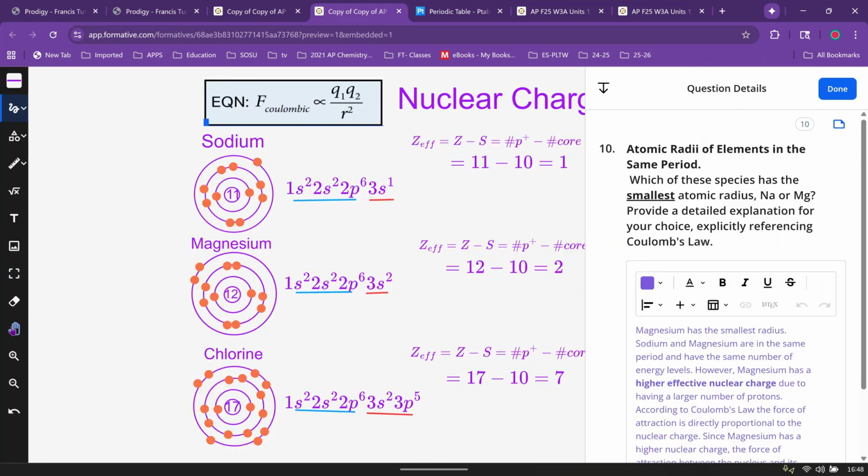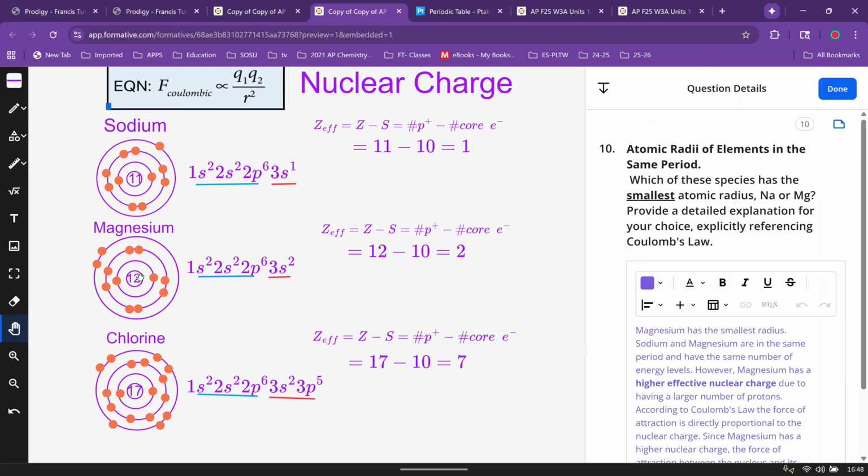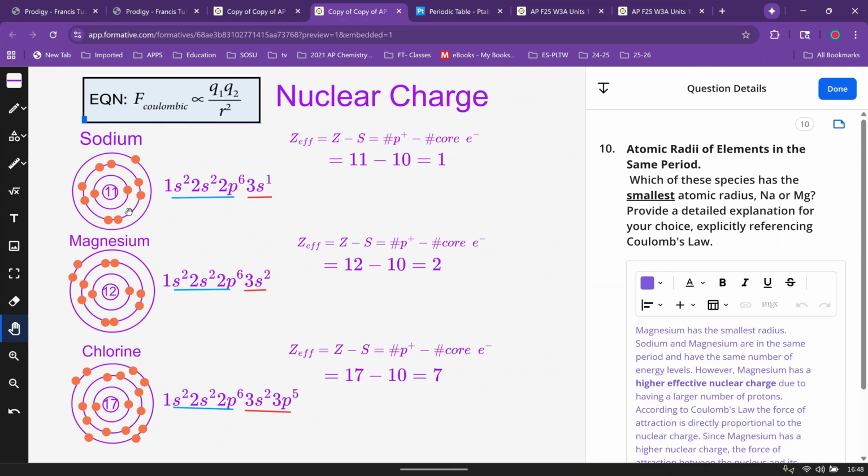In my picture, I notice that sodium and magnesium, I can first of all find on my periodic table that they're in the same period, and they have the same number of energy levels. Notice 1, 2, 3 energy levels, or if you look from the Bohr model, 1, 2, 3 energy levels. So they're in the same period. They have the same number of energy levels.